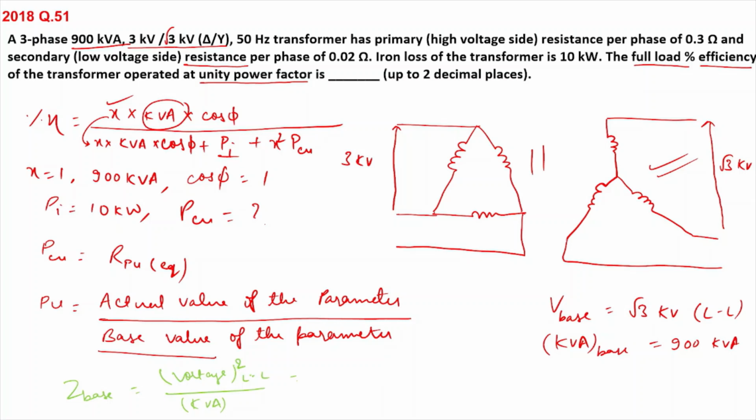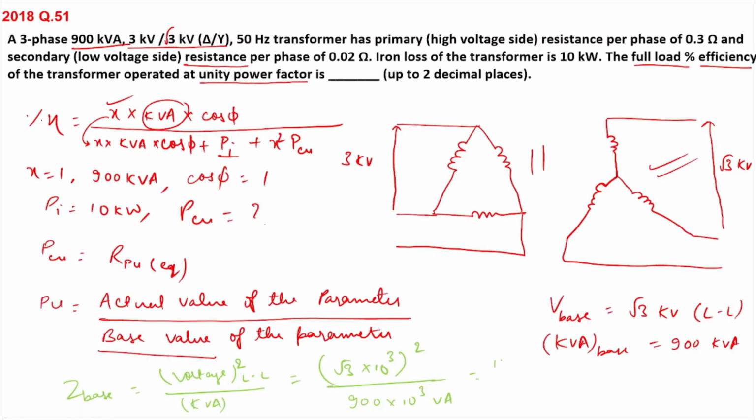Here you can also do it by seeing the units. So here V by I would be the equivalent unit. So now (root 3 into 10 raised to power 3) square divided by 900 into 10 raised to power 3 volt ampere. If you calculate it on your calculator, it would be 10 by 3. So we have calculated Z base on this side.